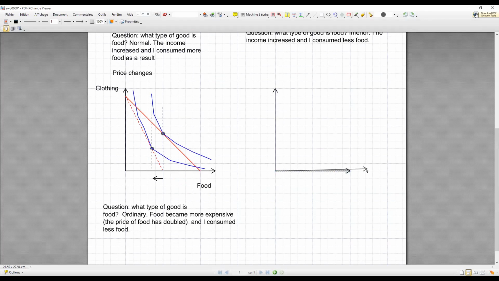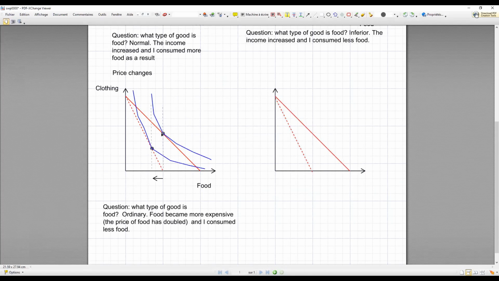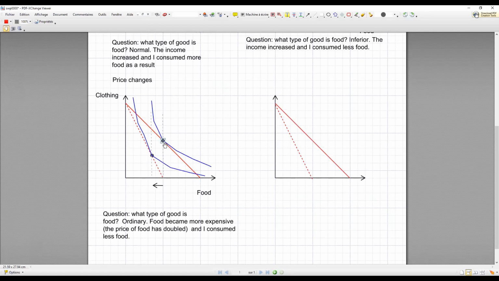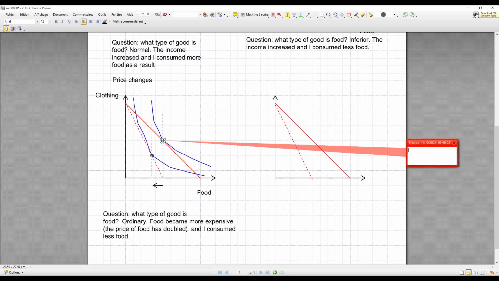All right, this is there. Thank you. My pleasure. For an ordinary good, does it also mean that when price goes down, I buy more, and when price goes up, I buy less? Like it's both, right? Yeah, it's the same.